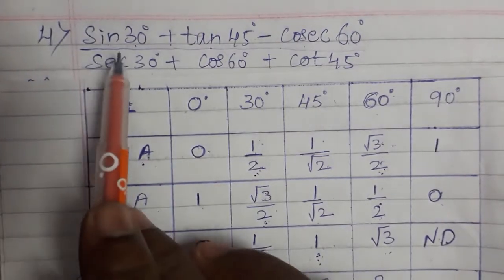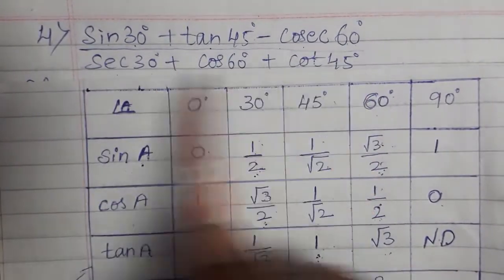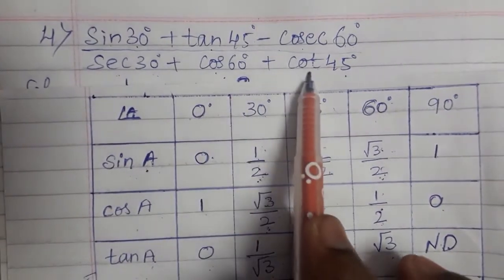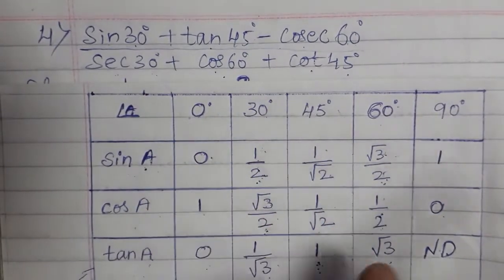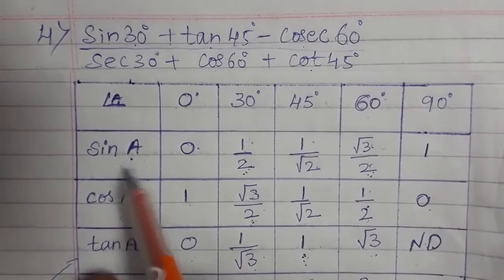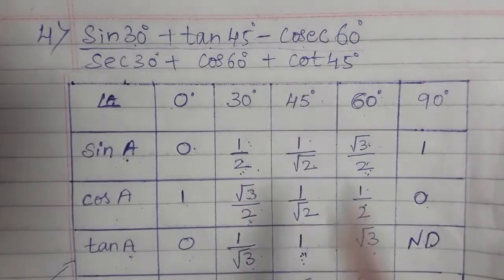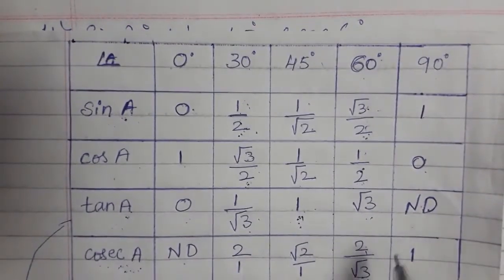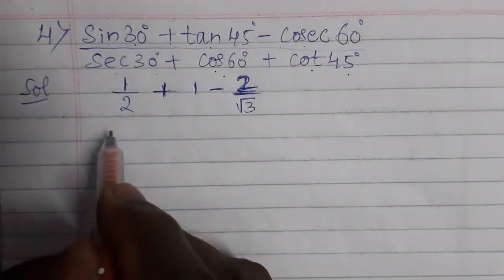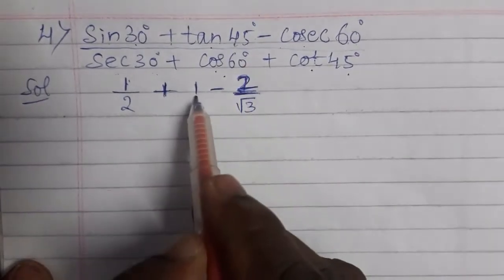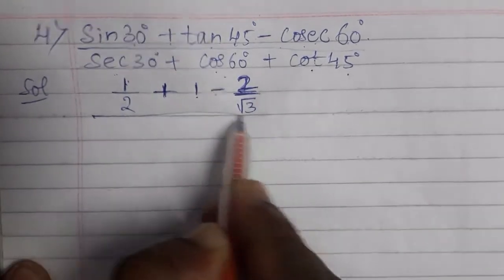One more sum for discussion. Sin 30 plus tan 45 minus cosec 60 degree divided by secant 30 degree plus cos 60 degree plus cot 45 degree. Now we have to substitute all the values and then simplify. For that we have to remember the table for the values. Sin 30 is 1 by 2. Tan 45 is 1. Then cosec 60 is 2 by root 3. I am substituting this value. What is sin 30? 1 by 2. What is tan 45? 1. Minus what is cosec 60? 2 by root 3. Now write the denominator.